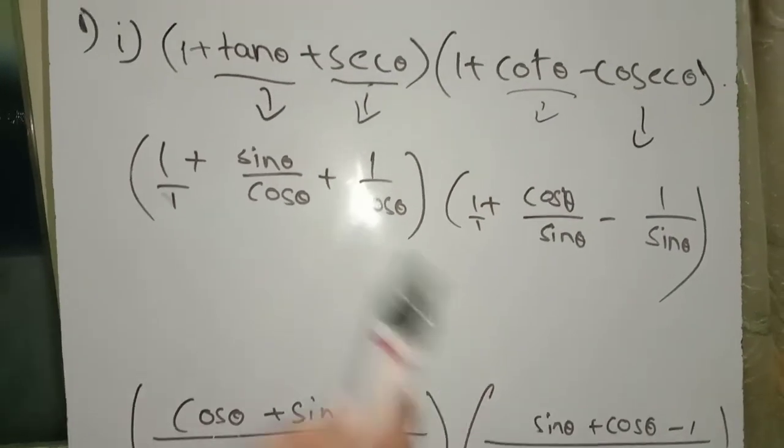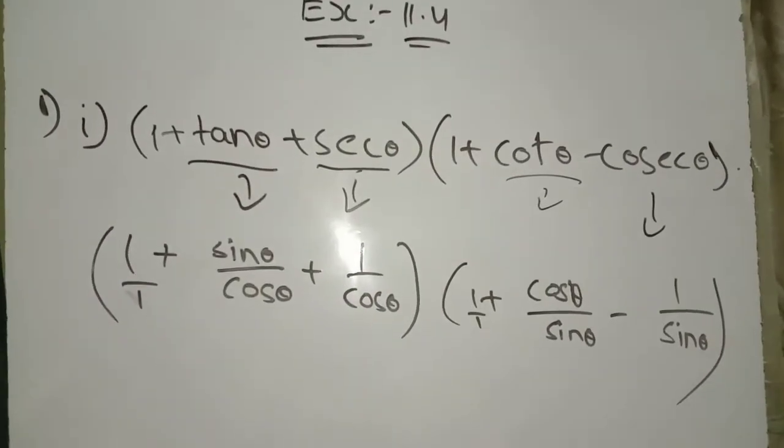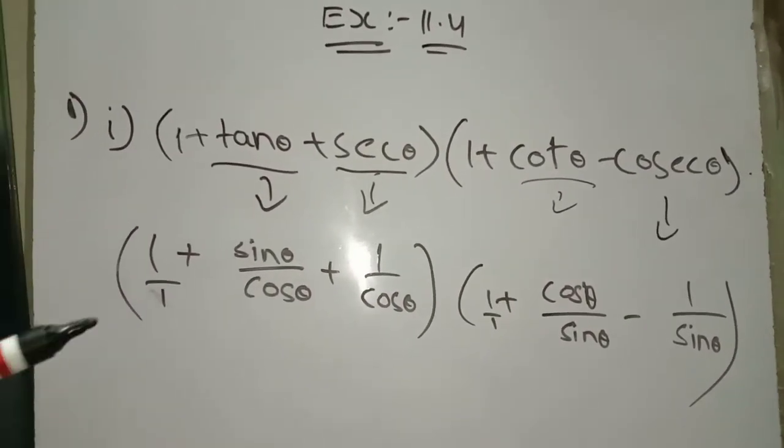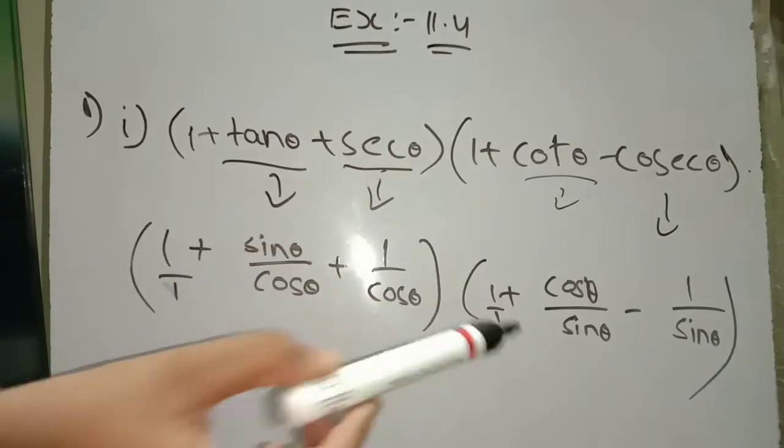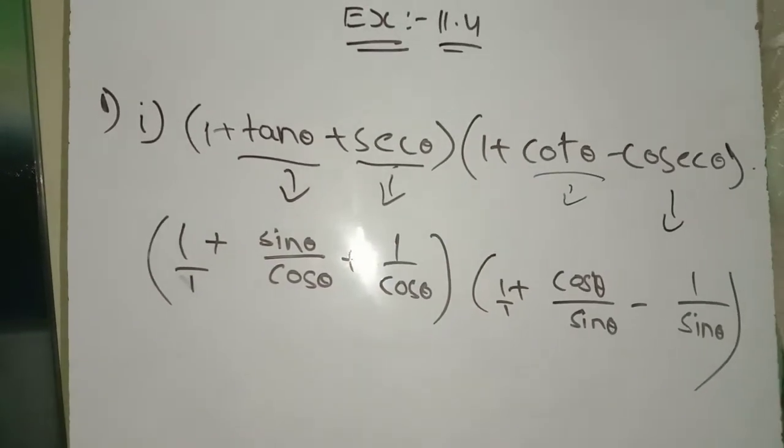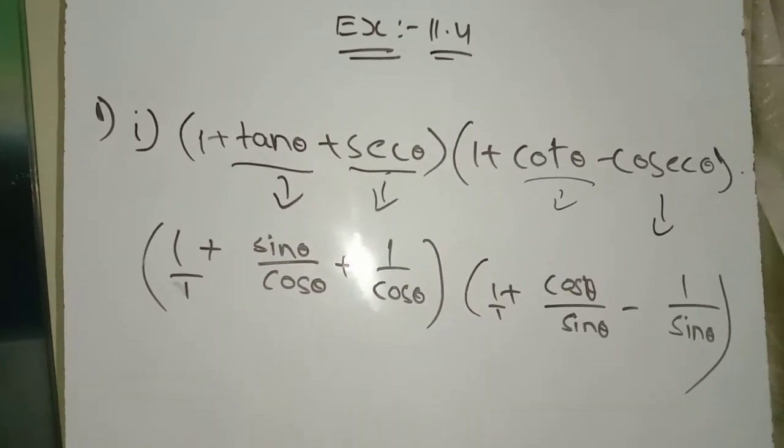So sin theta and cosecant theta are reciprocal to each other, and we have changed this 1 as 1 by 1. Here also this 1 as 1 by 1. We can write 1 as 1 by 1. So let's do the sum.